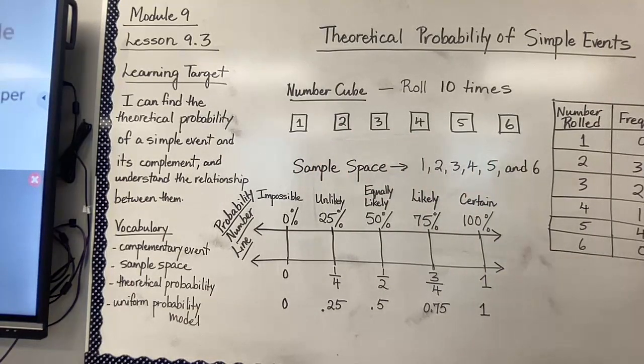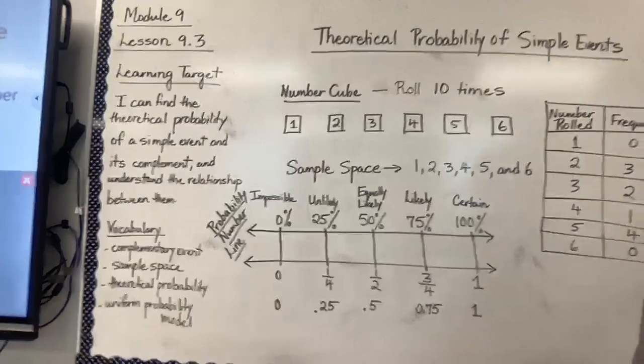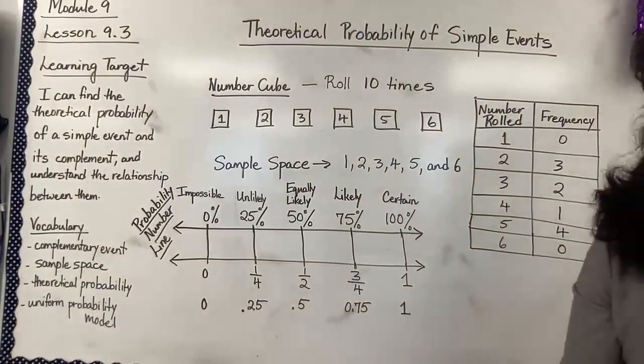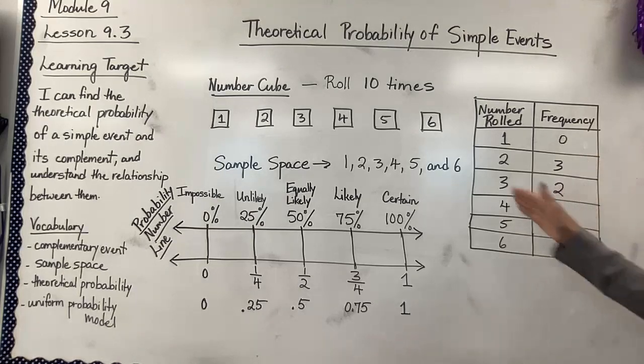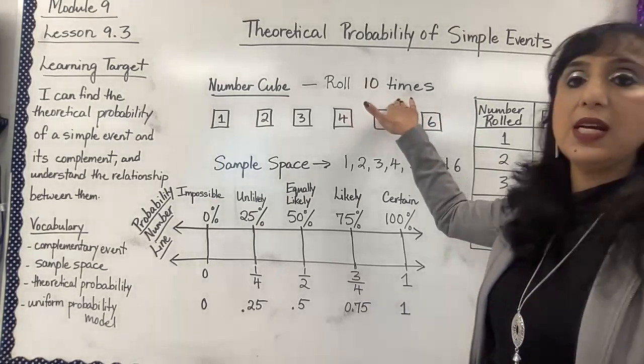And suppose you rolled a number cube 10 times and recorded the results like I have over here. Okay. So I have rolled the number cube, and this is what I get. One was rolled 0 times, two has been rolled 3 times, three 2 times, 4 1, 5 4 times, 6 0 times. Okay. So if I count up 3 plus 2 plus 1 plus 4, that gives me 10. So that's telling me I have rolled it 10 different times.